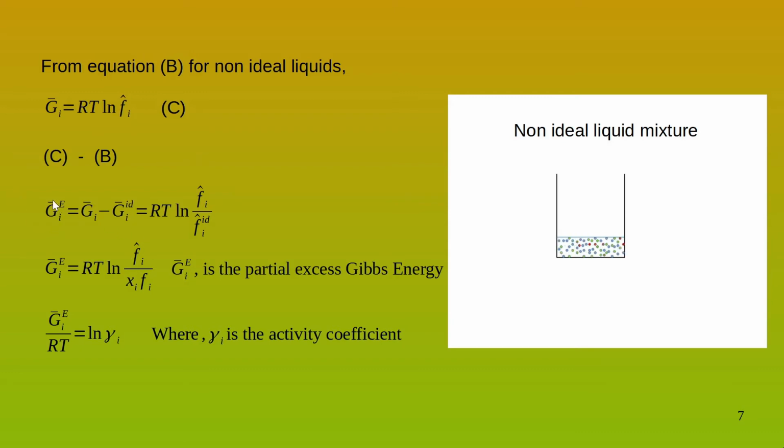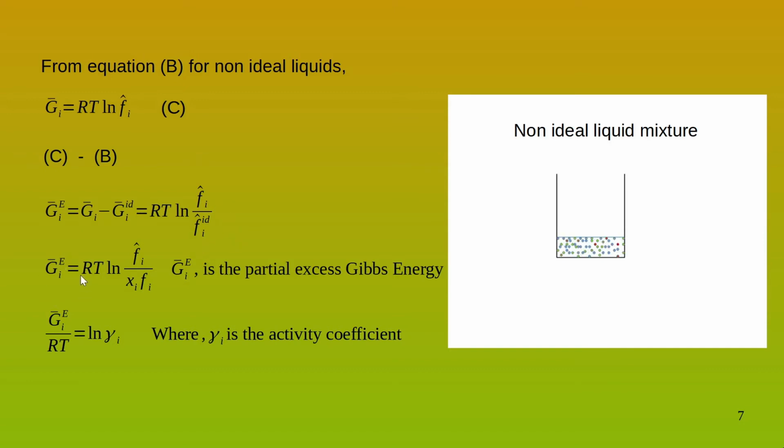Now, the excess Gibbs free energy Ge is defined as the partial Gibbs free energy of component i in a real system, that is if it's a non-ideal mixture, minus the partial Gibbs free energy of the same component i if it was an ideal mixture. Now this difference is known as the excess Gibbs free energy of component i, which is nothing but equal to RT ln Fi hat upon Fi ideal.